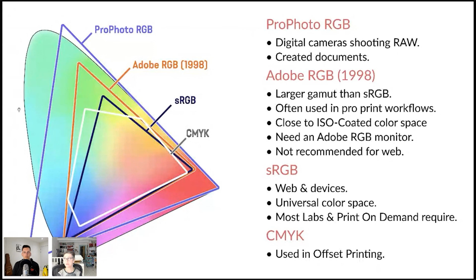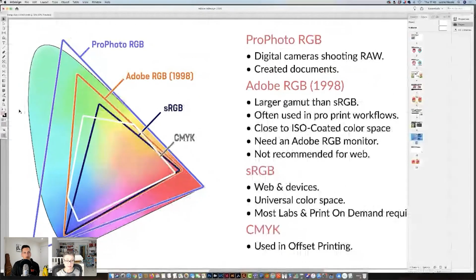Pantone also has books that translate, what is it called? Spot to process, I think. So it'll give you an approximation of their colors in CMYK. Very cool. Yeah, that pretty much wraps it up. I think I've covered everything.